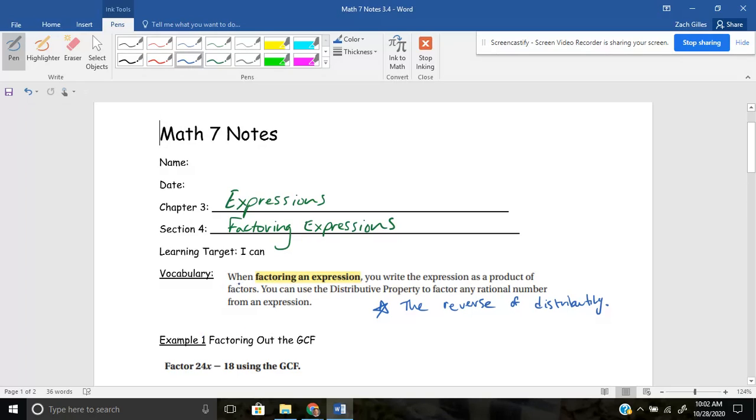For our vocab today, when factoring an expression, you write the expression as a product of factors. Product, again, in math means to multiply. Just a good reminder there. And it says you can use the distributive property to factor any rational number from an expression. We'll try that here in just a second. I forgot about the learning target. Let's quickly add that in. I can explain how to factor expressions.